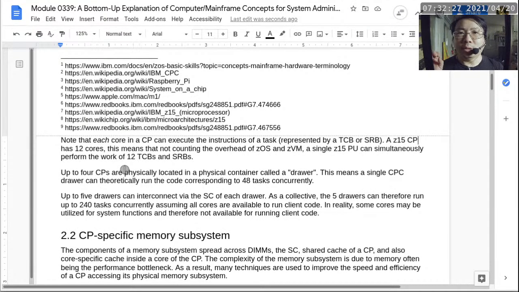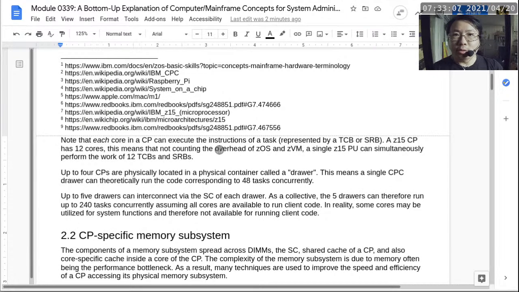IBM as the vendor would basically say, we know what we need these PUs for, but they are not available to run any code that is coming from their clients. So that's the difference between a PU, which is a general term that refers to a unit that can do any type of computation, versus a CP, which is a PU that is available to do processing for IBM's clients. It's not used by the system itself, it is actually used to run client programs.